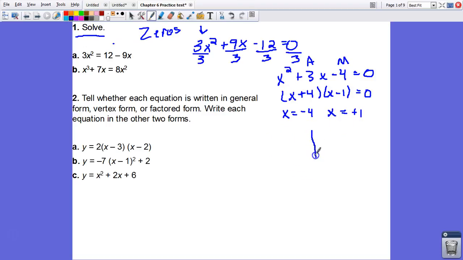I already know, I can kind of sketch out what this looks like anyway, right? It's a positive quadratic. X crosses, we have a negative 4 here, a positive 1 here. My line of symmetry is going to be like negative 1.5. What's right in the middle between these two numbers? Negative 4 plus 1 is negative 3, divided by 2 is negative 1.5. So just so you guys know what this looks like, right? That's going to be my minimum point.